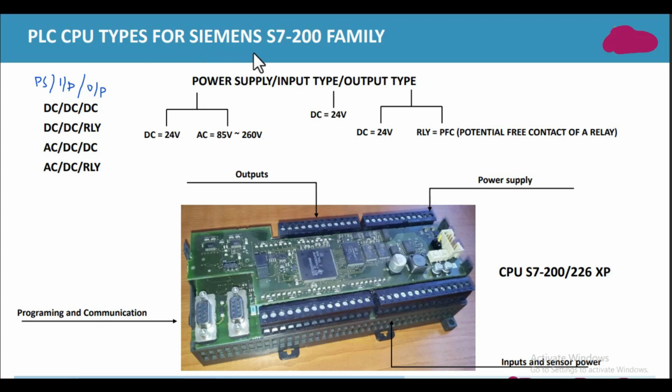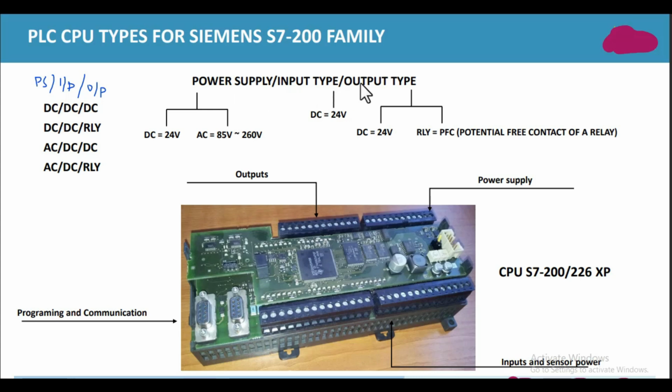PLC CPU types for Siemens S7-200 family. S7-200 family has 4 types, different kinds of CPU available. DC/DC/DC means that its power supply is also DC, its inputs are also DC, and its output is also DC. DC/DC/Relay means that input is DC, its power supply is DC, and the output is in the relay form. AC/DC/DC means that power supply is AC, input is DC, and the output is also DC. AC/DC/Relay means that the power supply is AC, input is DC, and output is available in the relay form. So this is the input side, this is the output side, this is the power supply, and this is the communication programming port.